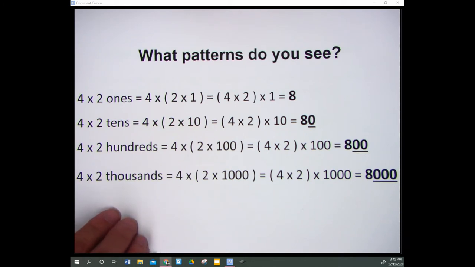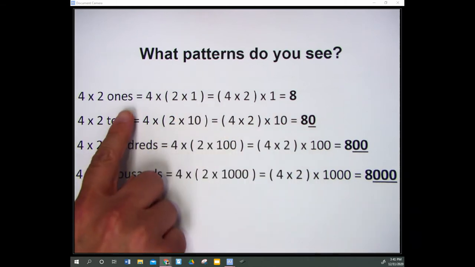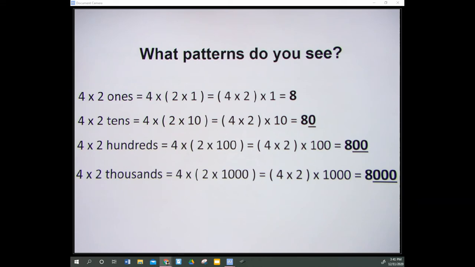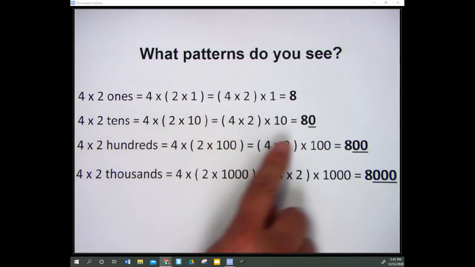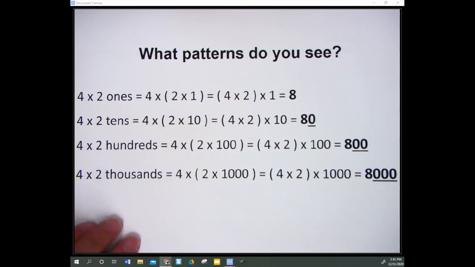Do you notice that every time we have 4 times 2 and we get 8 of something, notice we get 8 of the something that we are multiplying 4 times 2 by. So 4 times 2 ones gives us 8 ones. 4 times 2 tens gives us 8 tens. 4 times 2 hundreds, 8 hundreds. And 4 times 2 thousands would be 8 thousands. If you notice that pattern, that's going to help you quite a lot when we are working with multiplication patterns today.